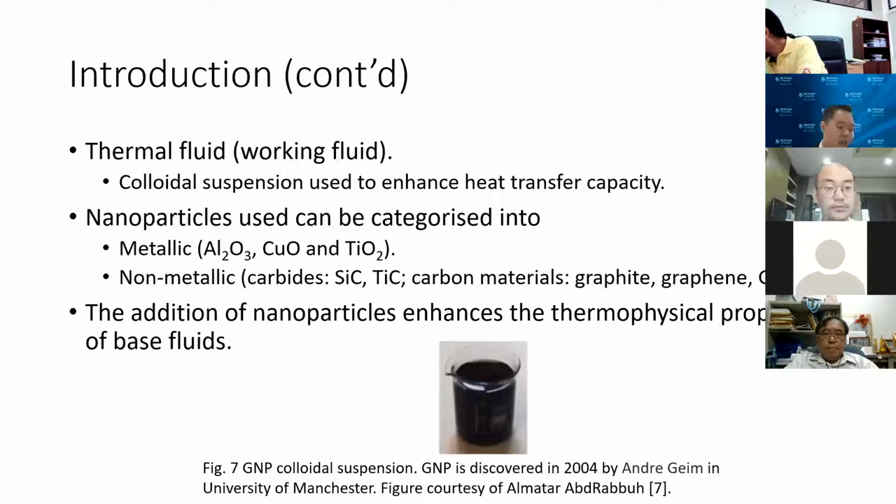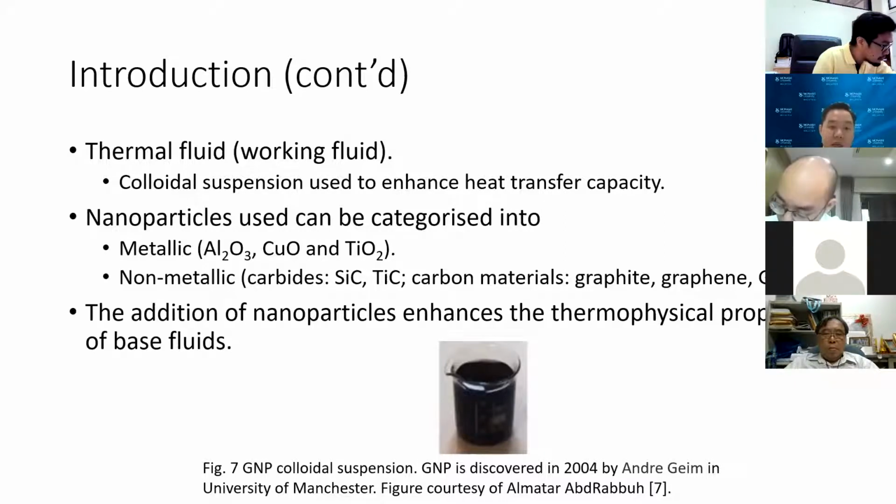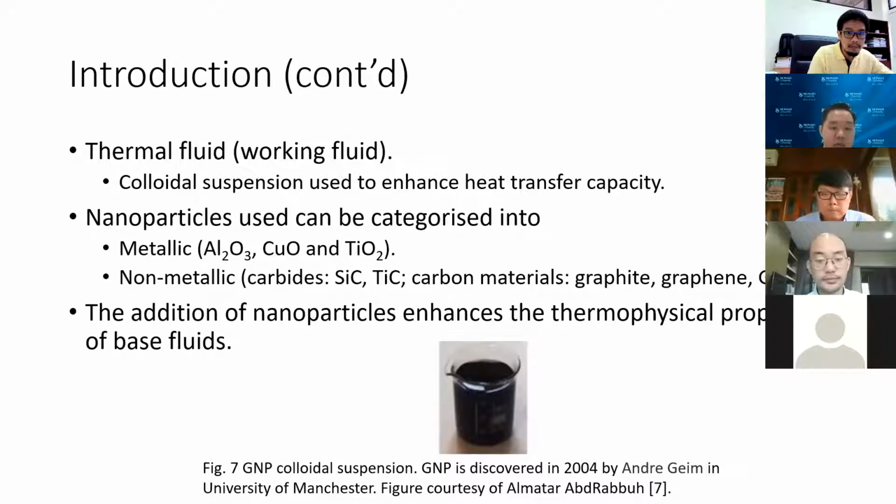In order to improve heat exchanger efficiency, we can modify the geometry, like what I explained just now, or we can use different types of working fluids, which we call thermal fluids. So in our research, we use colloidal suspension to enhance heat transfer capacity. The nanoparticles we use can be categorized into two categories, metallic and non-metallic. For metallic, we have aluminum oxide, copper oxide, platinum oxide. For non-metallic, we have carbides, carbon materials, etc. The addition of nanoparticles enhances the thermophysical properties of the base fluids.